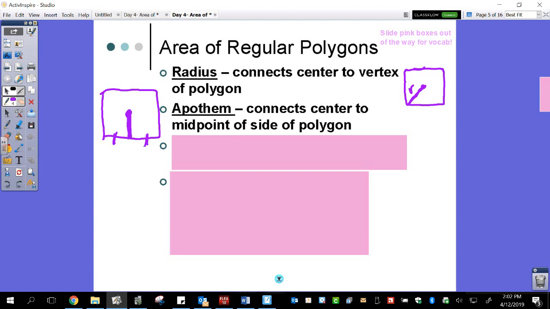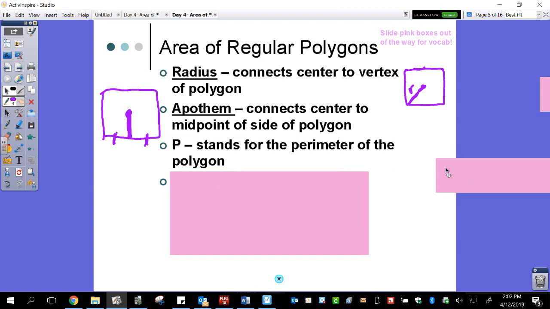So your apothem connects your center to the midpoint of a side. Should we draw? I would draw the pictures if I were you. By the way, I think we're going to do 4 examples today. You're probably going to take the front and back of your notes. There's a radius of a square. Yes. There's a radius of every regular polygon.